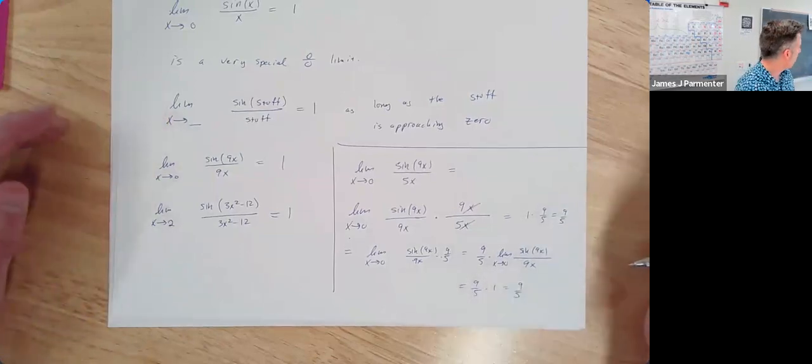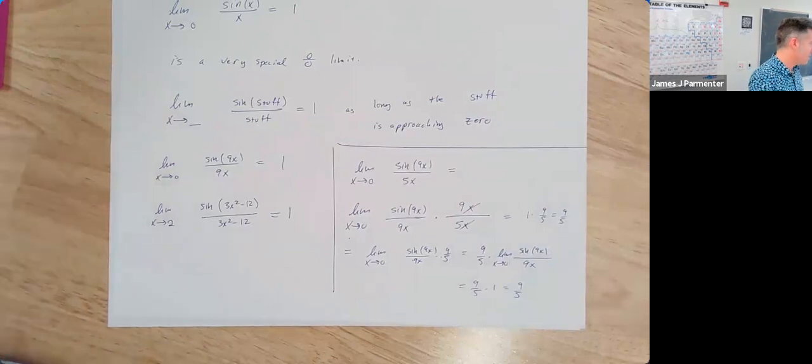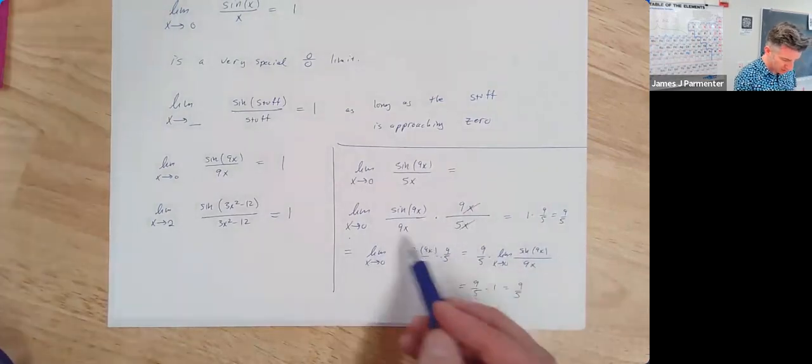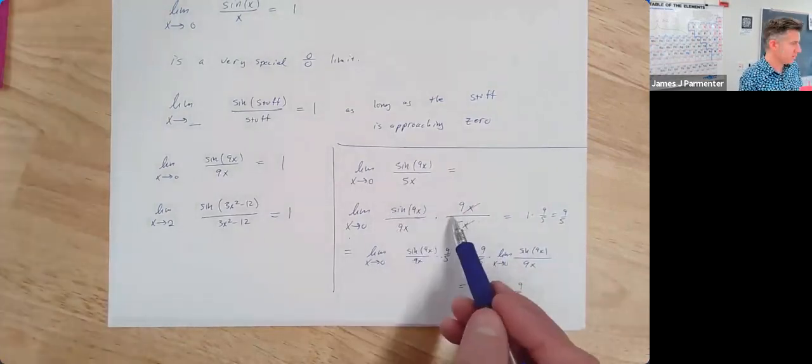I don't think you ever need to show all this work unless you're taking a test and you think your teacher wants to see all this work. But really, we know that this is going to 1, so we're going to get 1 times this constant.